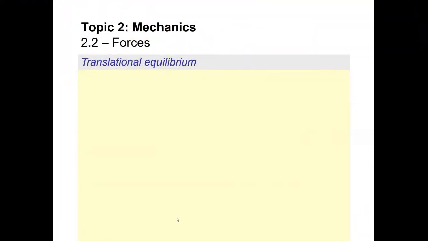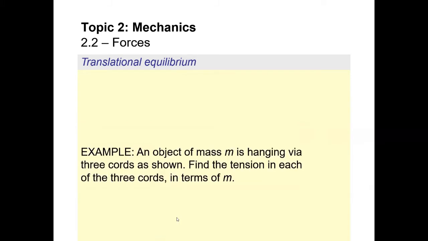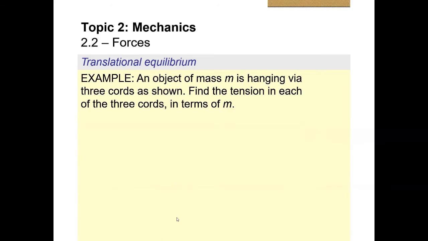Topic 2, Mechanics of Forces, Translational Equilibrium. Mostly Newton's first law. And second law. An object of mass m is hanging via three cords as shown. Find the tension in each of the three cords in terms of mass.